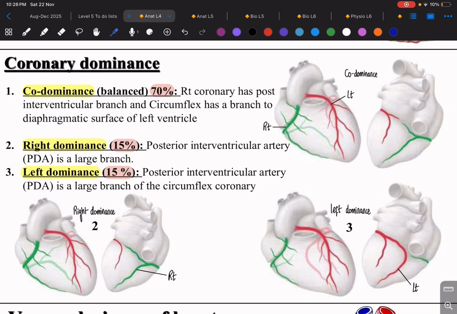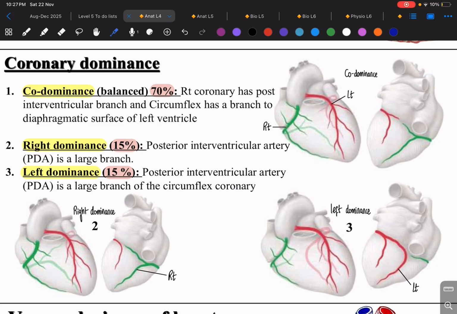In the right dominance, the posterior interventricular branch, also known as the PDA, the posterior descending artery, is more dominant, larger than the left side. In the left dominance the case is different. The posterior interventricular artery, also PDA, is a larger branch of the circumflex coronary. What does that mean? The circumflex is supposed to give us an anterior branch, right? But in people with left dominance, the posterior interventricular is a branch of the circumflex. So that's why we see it more dominant in the posterior side.